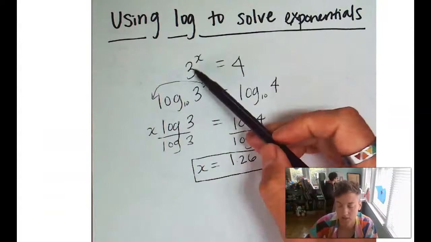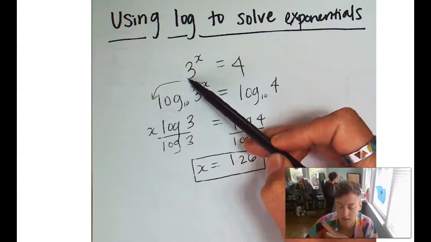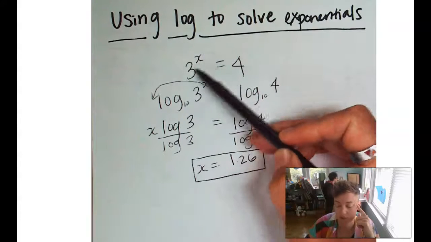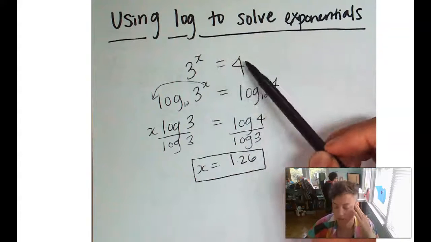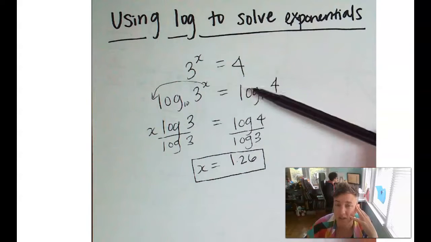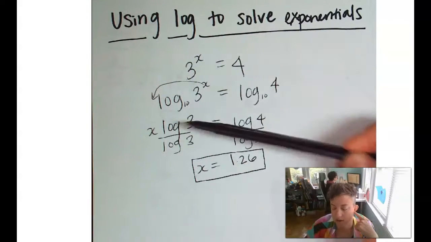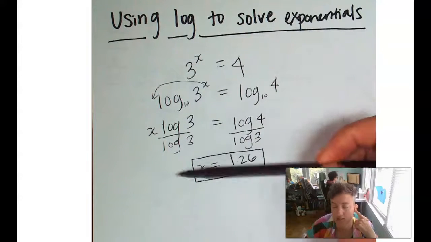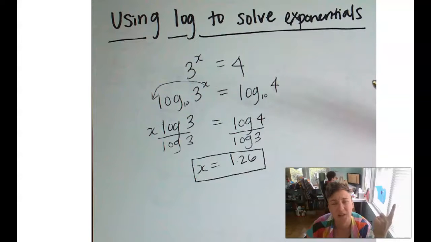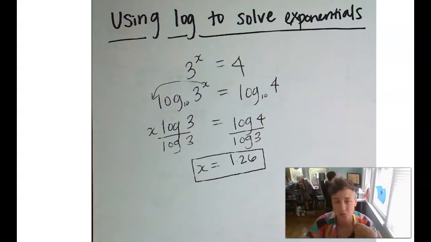So again, what did we do? We had an expression that was 3 to the x power equals 4. We couldn't solve that easily. So we took the log base 10 of both sides. That exponent popped back out in front. We divided by this log on both sides to get the x by itself, and used a calculator for that goodness. Cool. Let's do that one more time.